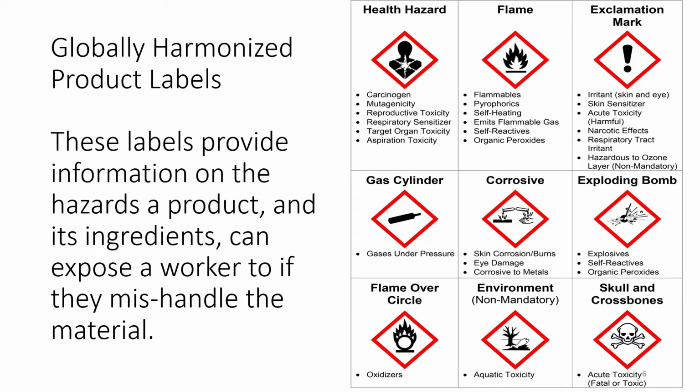Chemicals that are a hazard to the environment show the tree and the fish, and I guess that's a river underneath it. And then the skull and crossbones, if there is a skull and crossbones label on the chemical that you're using, you definitely want to be protected. That means acutely toxic or fatal.